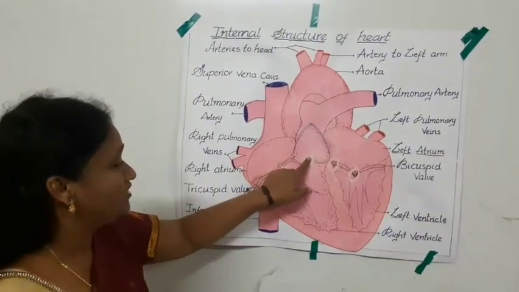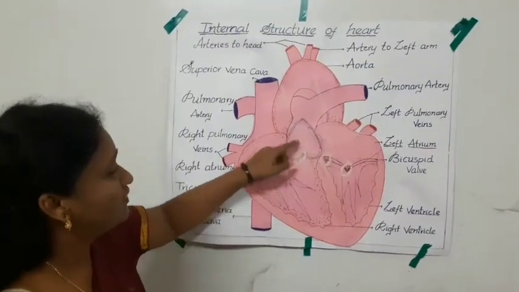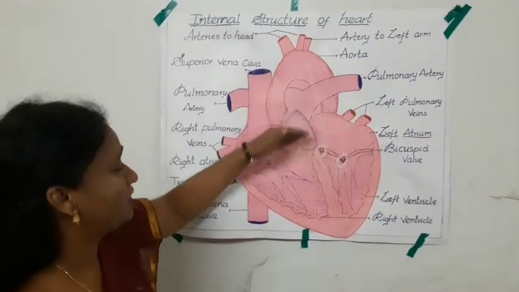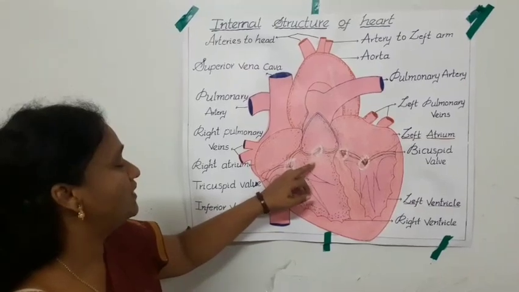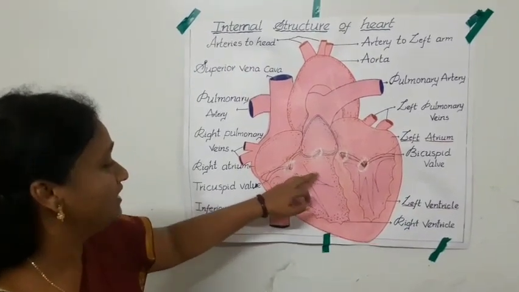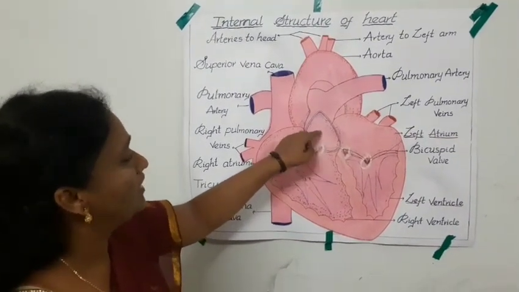Here, this pulmonary valve closes whenever the blood wants to come back to the ventricles. So these are one-way valves. It allows the blood to flow only in one direction, that is from the ventricles to the pulmonary artery.